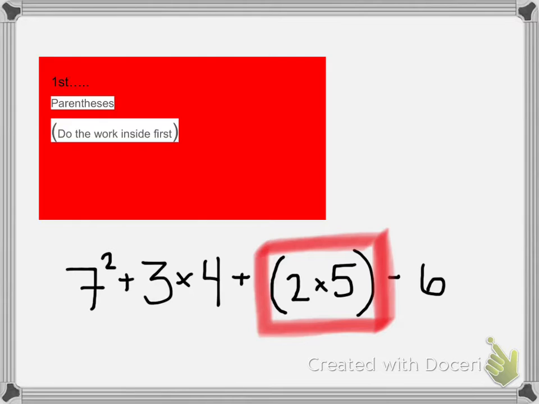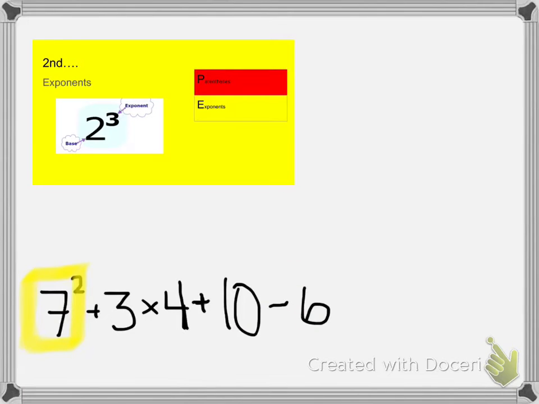Now this looks like a lot, but we're going to work through our rules and it's going to end up being real simple. So first in our PEMDAS is parentheses. So in red, I put a square around my parentheses and I'm going to do the work that's inside. So 2 times 5 is 10. Not so bad. Second, I am done with my parentheses. I know that 2 times 5 is 10.